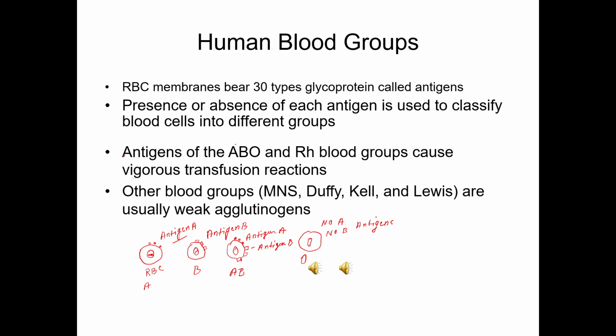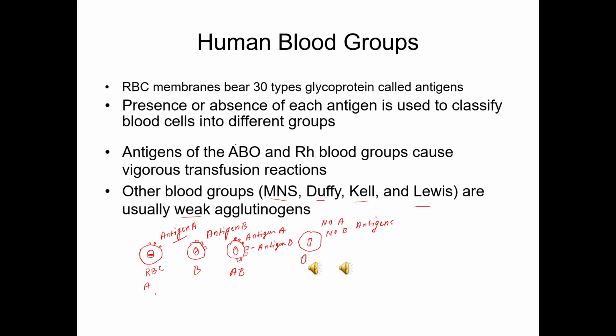Now, there are some other antigens, those are very weak, so they don't play any role in blood typing. For example, MNS, Duffy, Kell, Lewis, Lutheran, those are some weak antigens present on the red blood cell, but we don't consider them as a determinant of blood type. So A, B, those are the antigens.